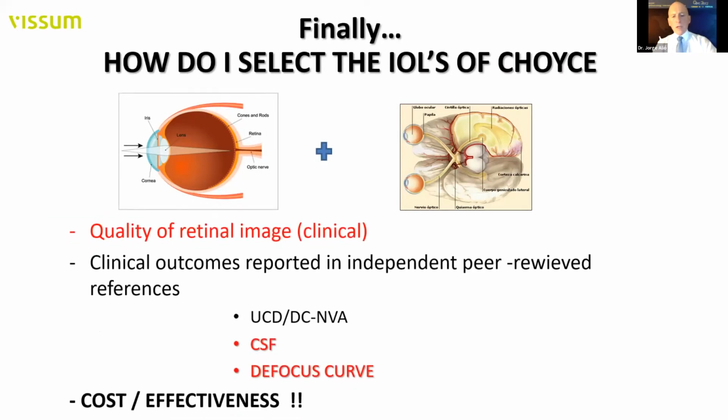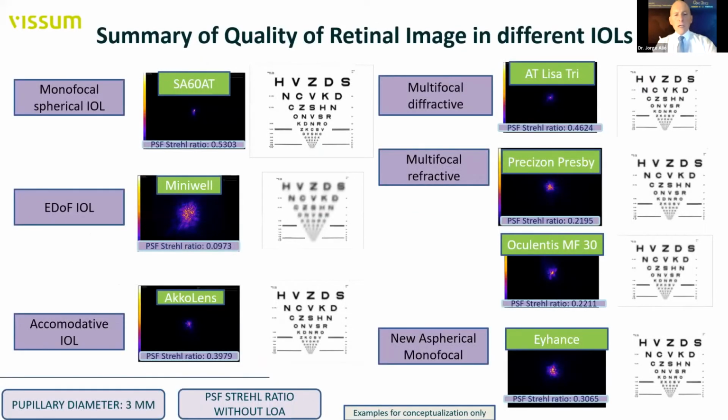The most important parameters are how much light is lost, which defines the contrast function, and how much vision the patient will have, and both of them are defined by the quality of retinal image. You have to consider also one more parameter today, cost effectiveness, and indeed this is something that makes the patient satisfaction and the doctor's success.